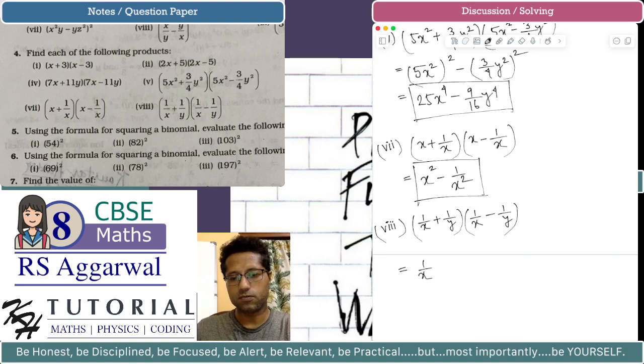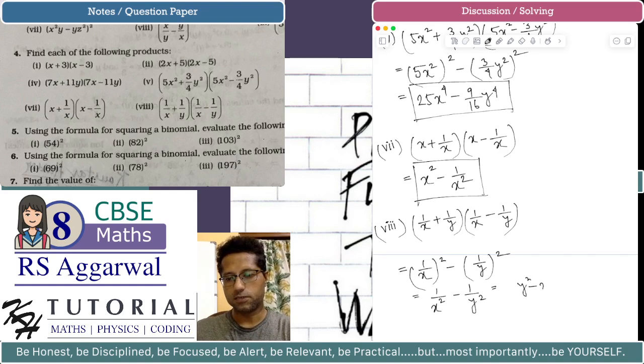So the result will be a square minus b square. This is equal to 1 by x square minus 1 by y square. If you simplify this, it will be y square minus x square divided by x square y square.